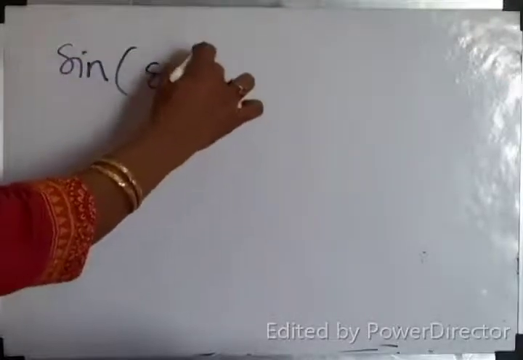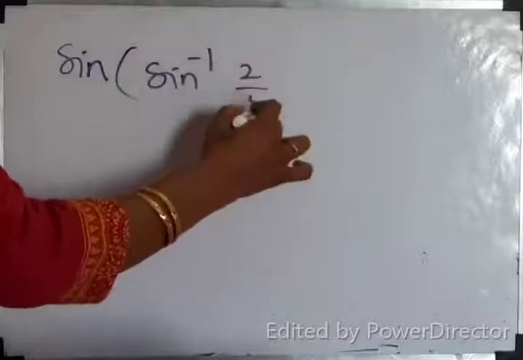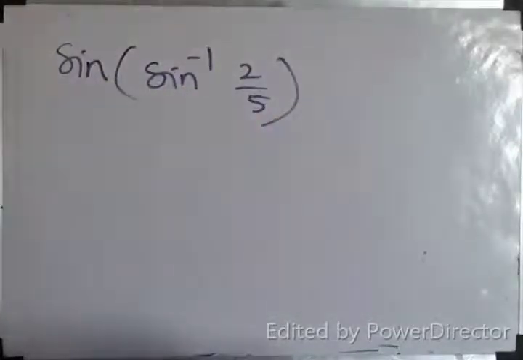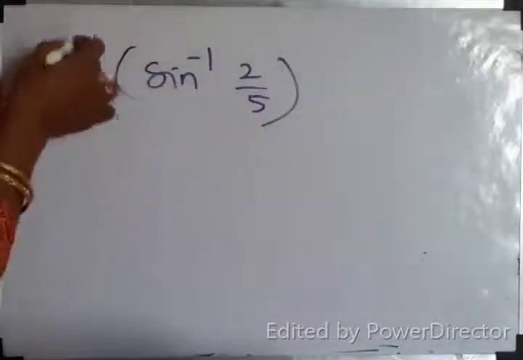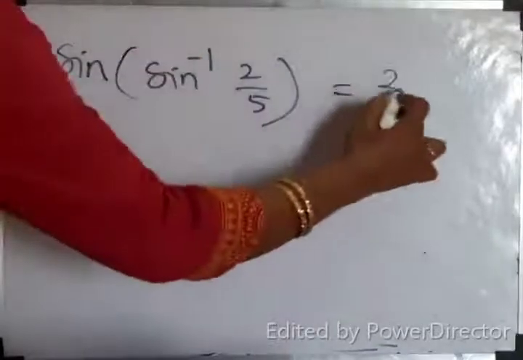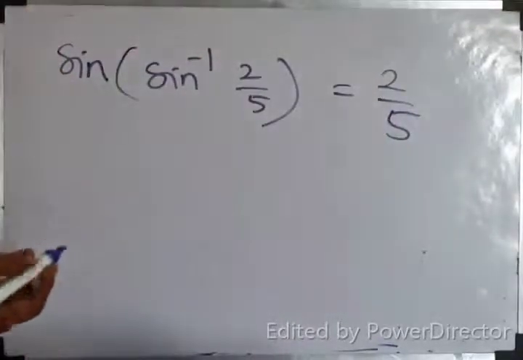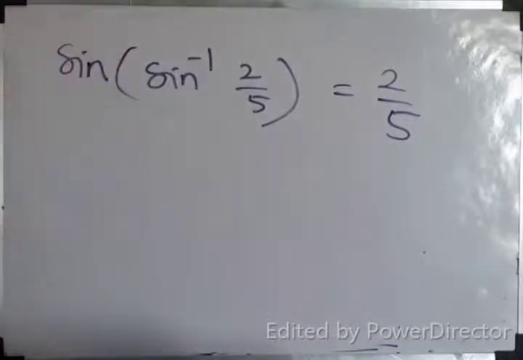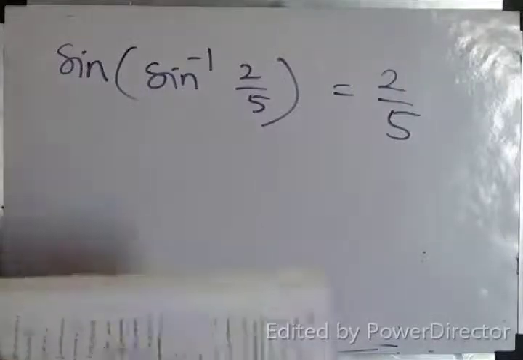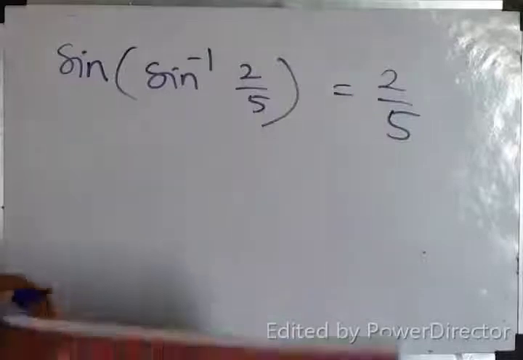Simplify in the other format: sine of sine inverse. If I write sine inverse, I should write the number, isn't it? What will I get? Sine of sine inverse gets cancelled. The answer is 2 by 5. 2 by 5 is from -1 to 1, correct. The answer is right. Now, self-adjusting property over.